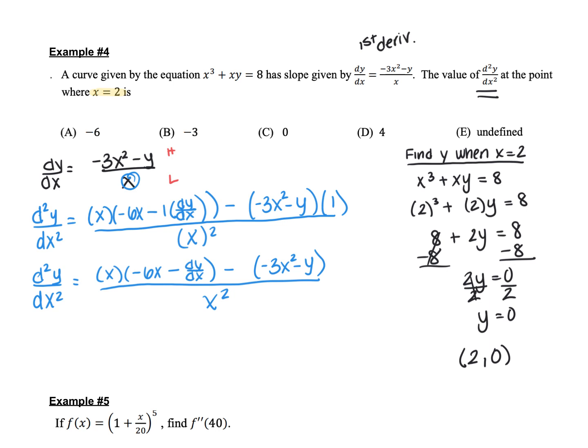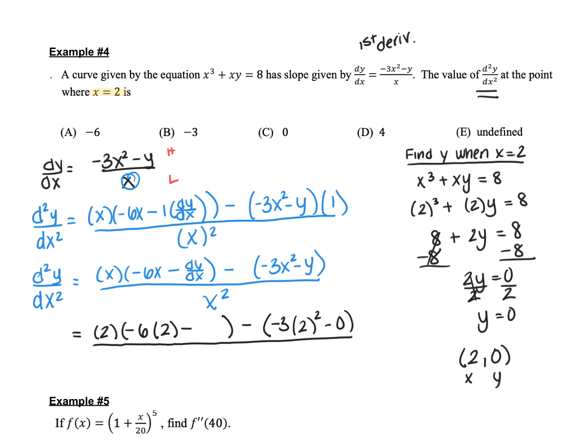So how is this helpful? Well, if I want to evaluate d squared y over dx squared at this point, I'm simply going to plug in when x is 2 and y is 0. So let's go ahead and plug that in. So x is 2, and dy dx, I'm going to leave that blank for a minute, minus negative 3, x is 2, y is 0, all over 2 squared.